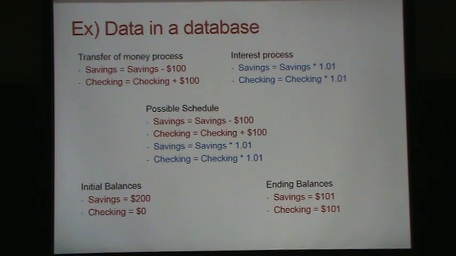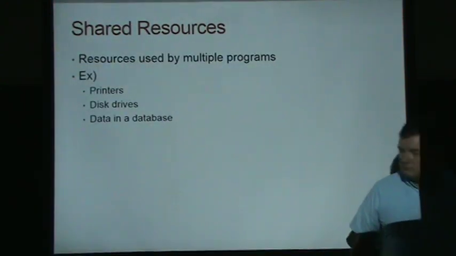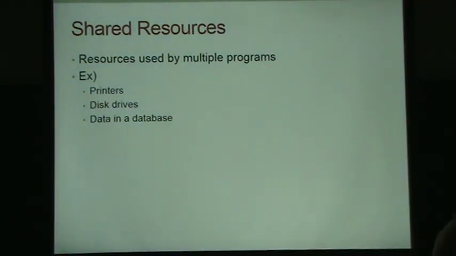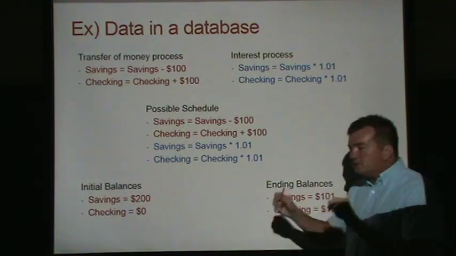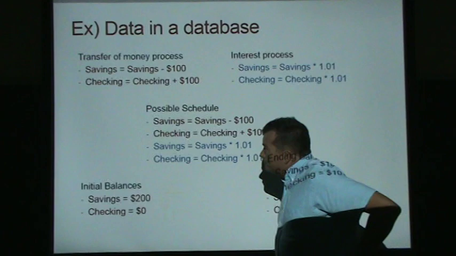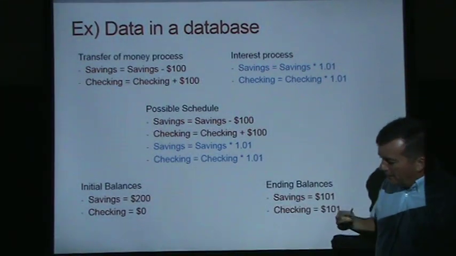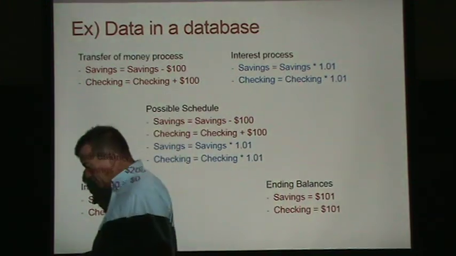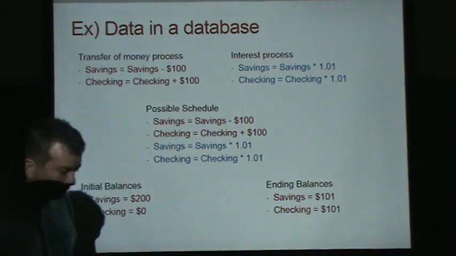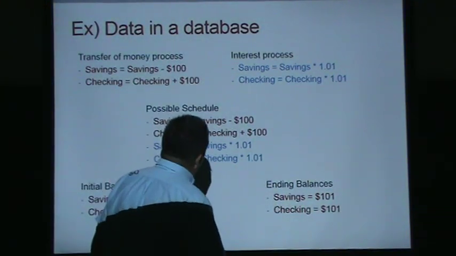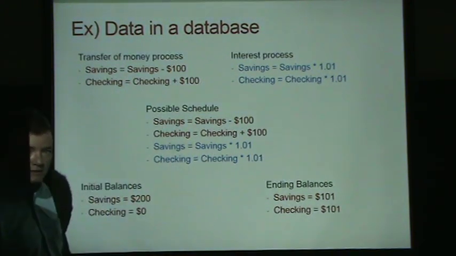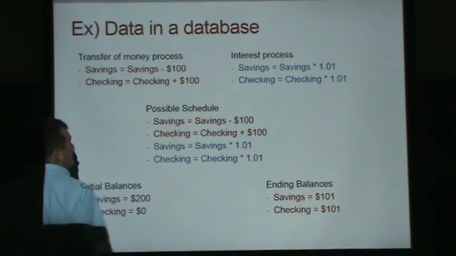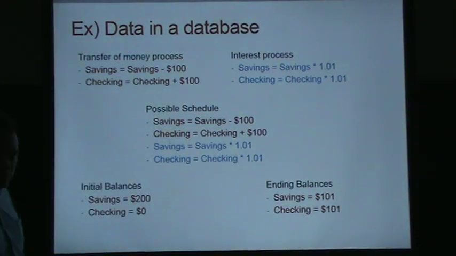Other examples of a critical section could be something that's not as tangible as a printer. So I'll go over an example of just code. Hopefully this is a simple example. It's an example where there are two processes going on. One process is transferring money from your savings account to your checking account.